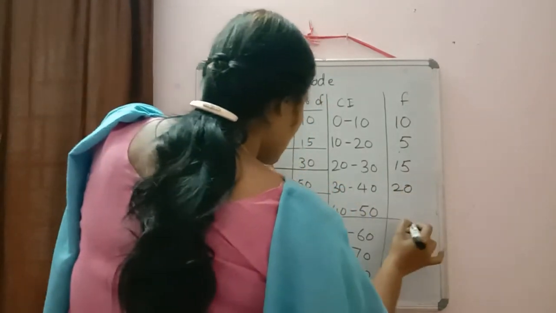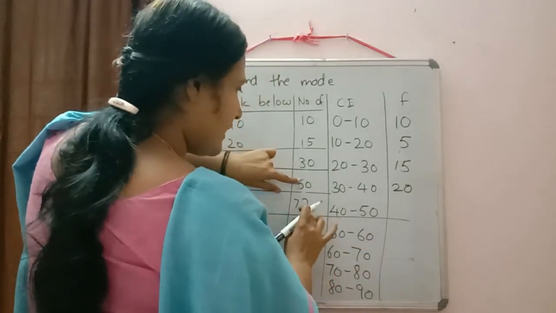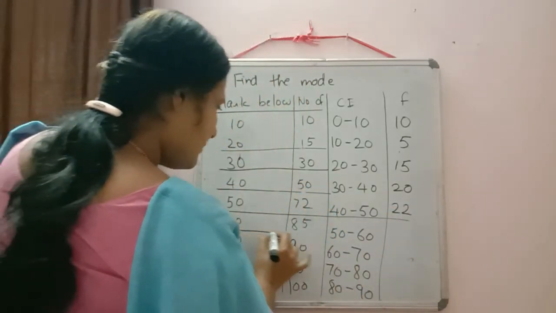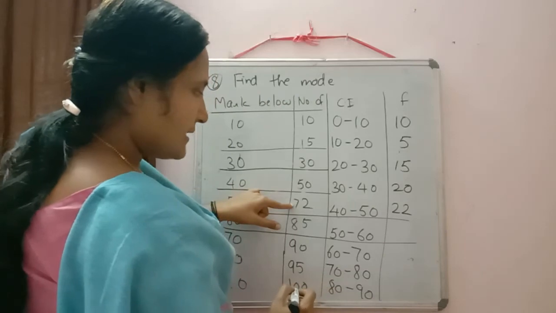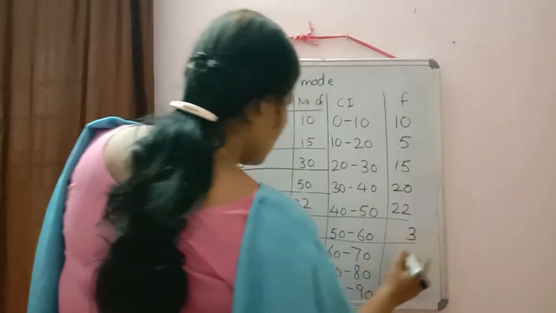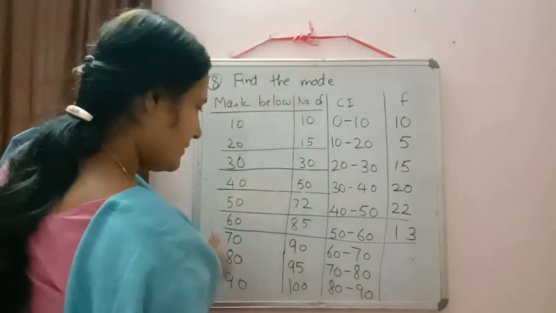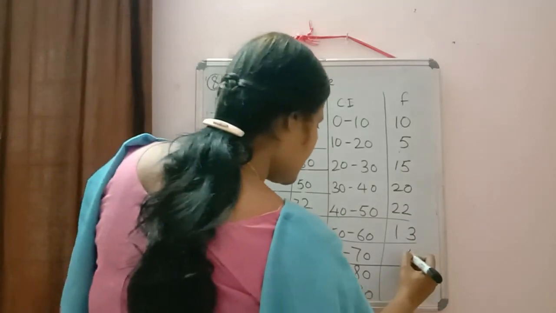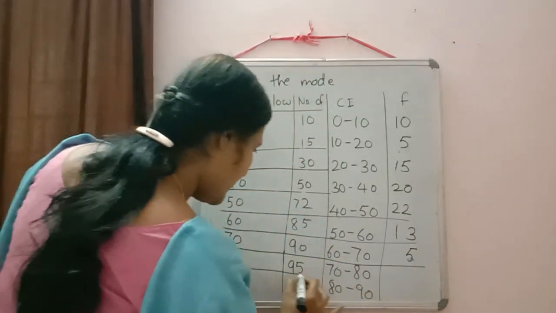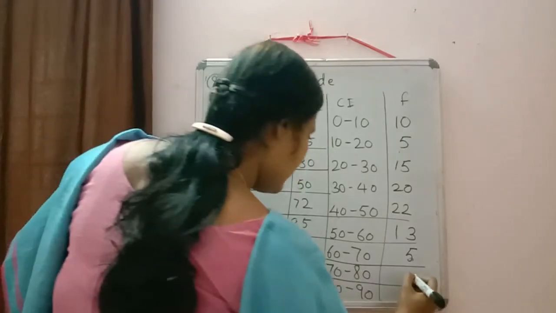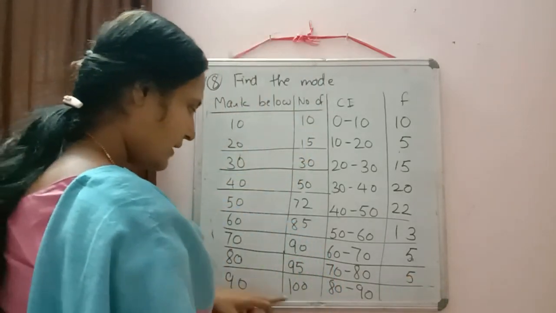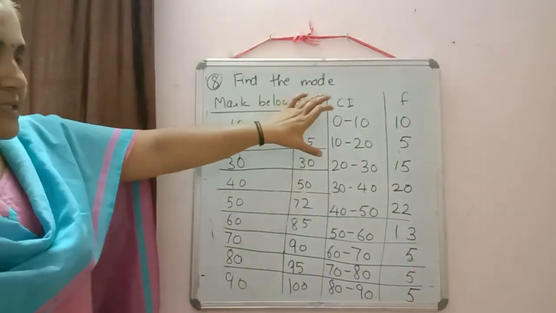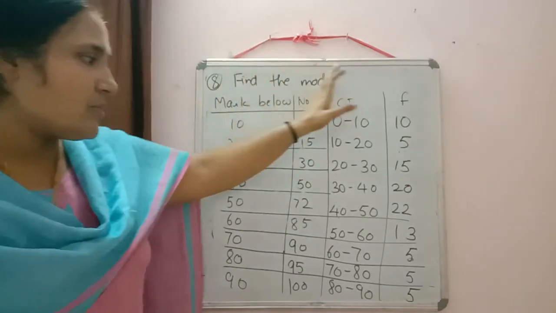Next, 72 minus 50 is 22. Next one, 85 minus 72, that is 13. Then 90 minus 85 is 5. Then 95 minus 90, that also is 5. And the last one, 100 minus 95, again 5. So this is the class interval. We have converted this into class intervals.